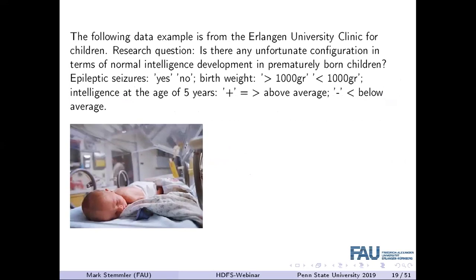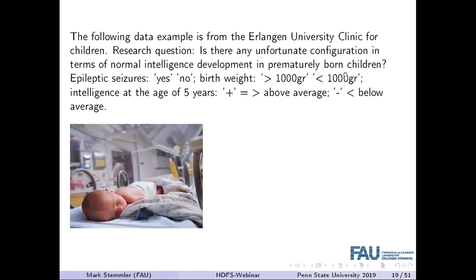Okay, now we come to a real data example. The Erlangen University Clinic for Children one day called me and said they have a really nice data set, but a small sample, and they don't know how to analyze it. I said, okay, let's have a look at it. They have, I guess, 57 prematurely born children, and a couple of very interesting categorical variables. For instance, epileptic seizures: whether the child had any, yes or no, after birth. And birth weight above 1,000 grams or below.